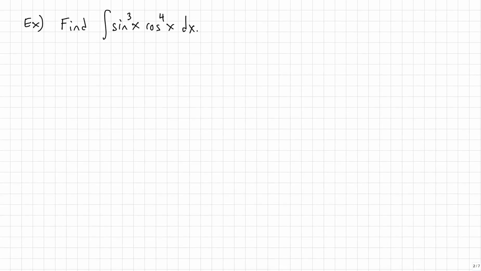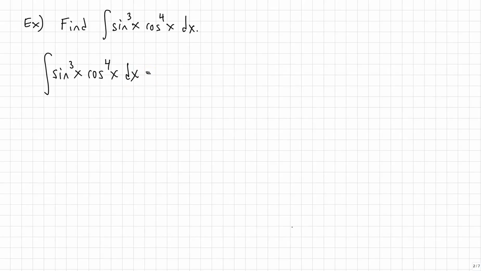So let's take a look at this first one. We need to find the antiderivative of sine cubed times cosine to the fourth. Both of them have an argument of x, and we're going to find the antiderivative with respect to x, as indicated by the differential dx. So, as always, we'll start with the integral itself. So sine cubed of x times cosine to the fourth of x dx.